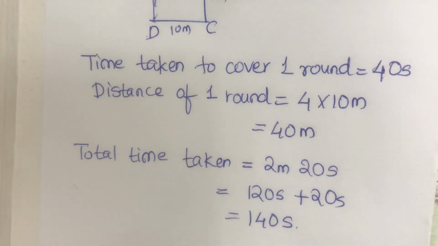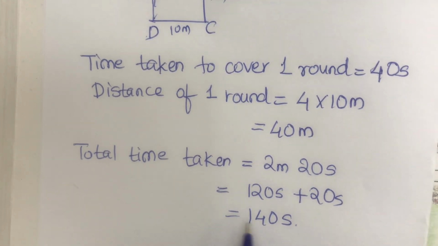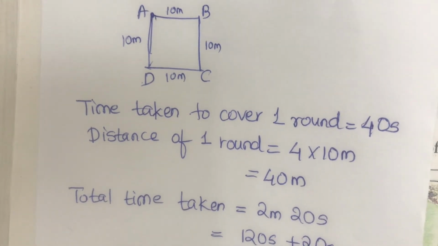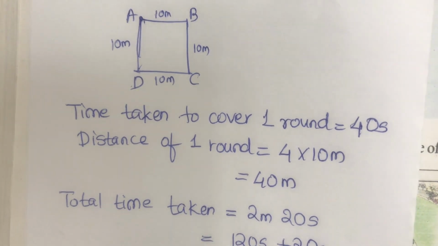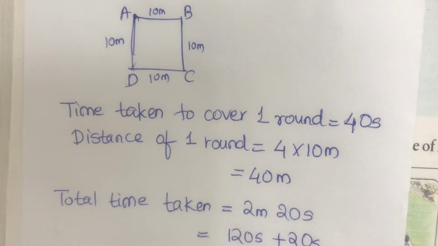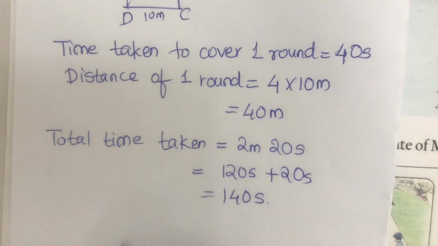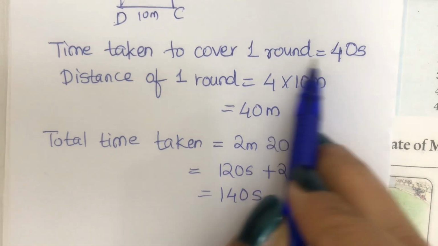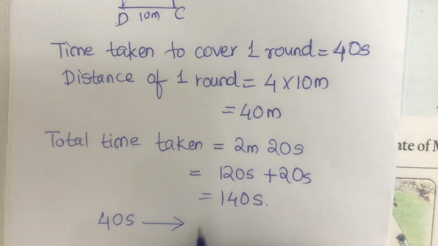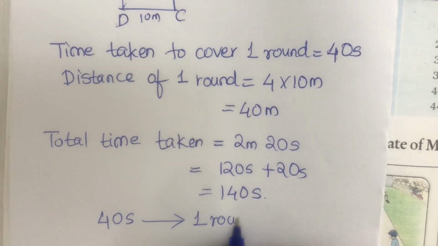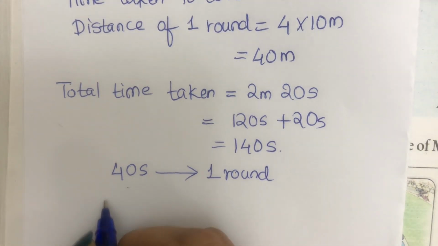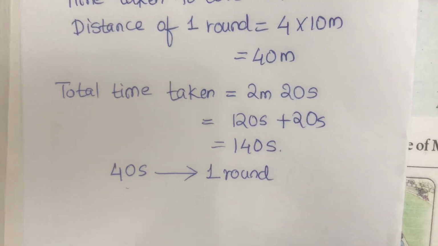That is the final time, final position, right, in 140 seconds. So we know that in 40 seconds, the farmer covered one round, right? So now we have to find in 140 seconds how many rounds the farmer covered.